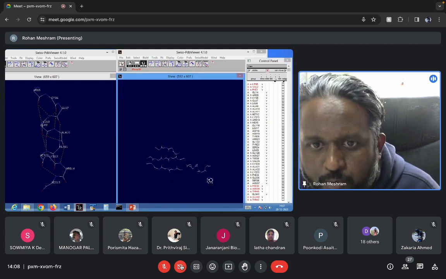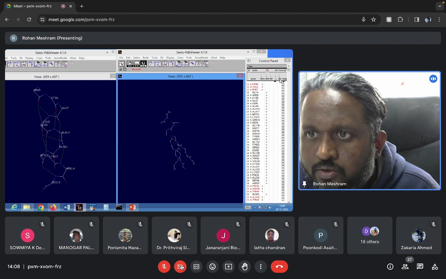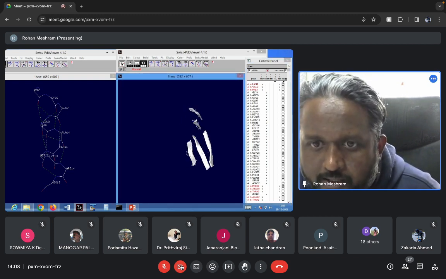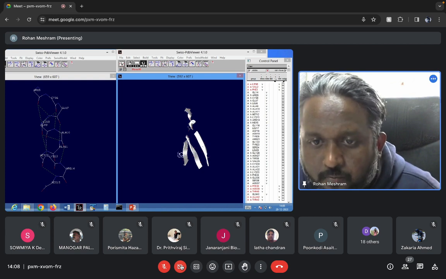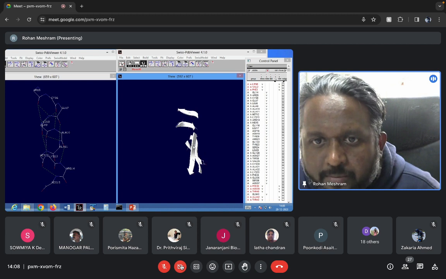Now you can see that there are two beta sheets. You can show them in ribbons. How many beta sheets are visible here? There are two beta sheets. One beta sheet is formed by these three strands, and another beta sheet is formed by these two strands.